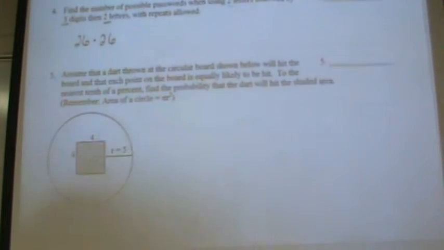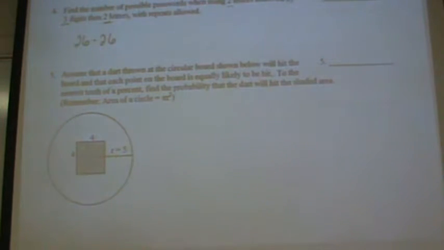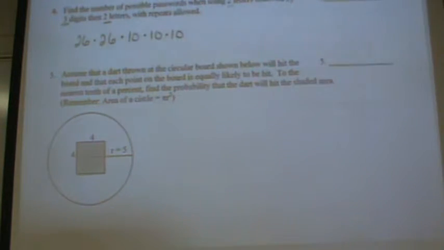Number 4. Find the number of possible passwords when using 2 letters, followed by 3 digits, then 2 letters with repeats allowed. So this is another fundamental counting principle. So we have 2 letters, followed by 3 digits, followed by 2 letters again. So for letter choices, there's 26 different letter choices. So there's our 2 letters. Then we have 3 digits now, and there are 10 different digit choices, 0 through 9. So there's our 3 digits.